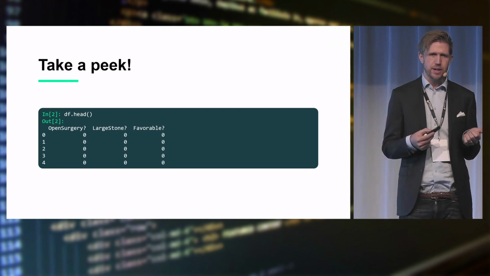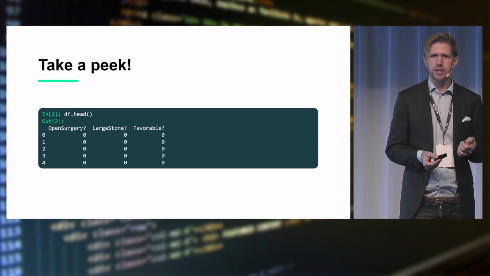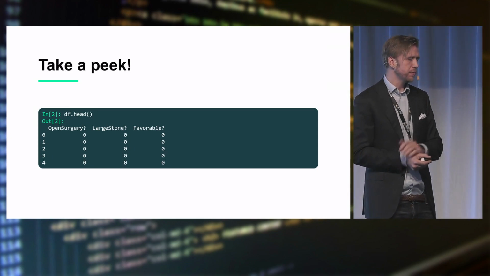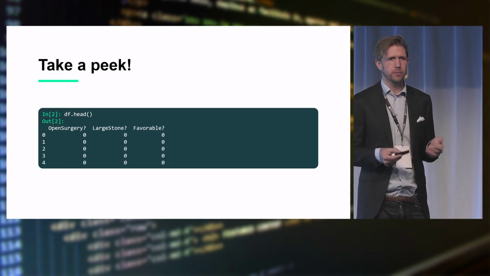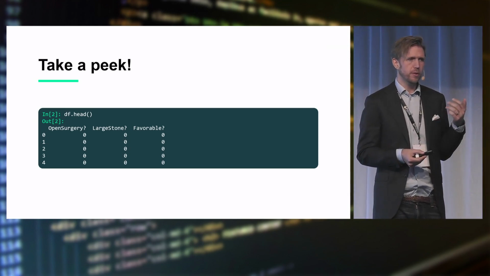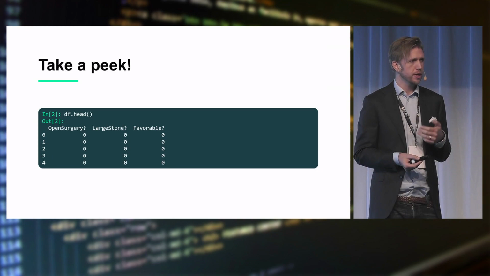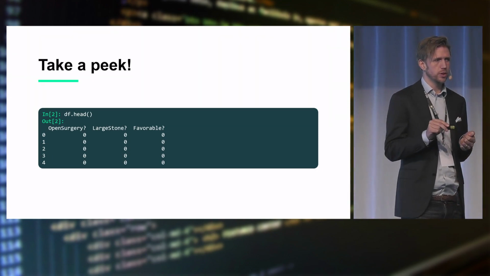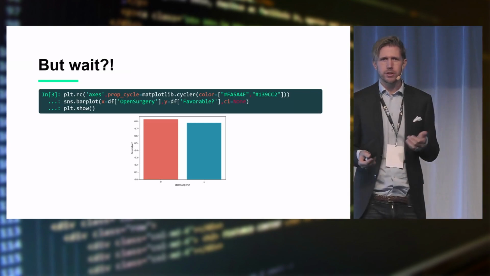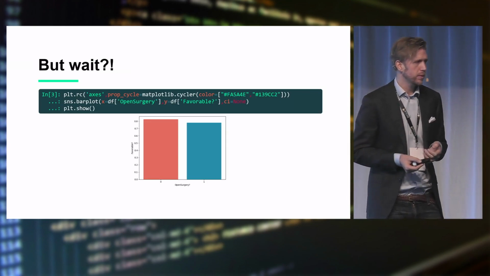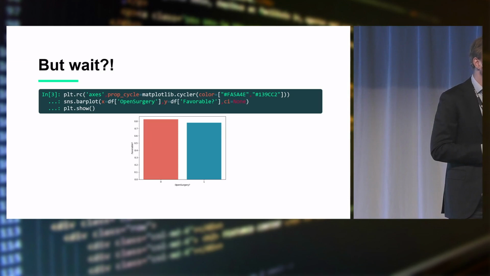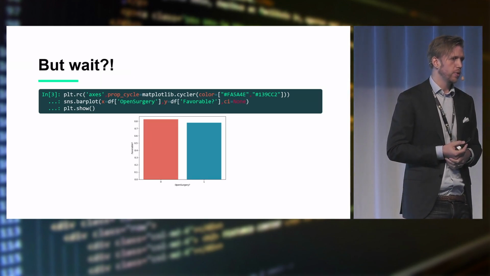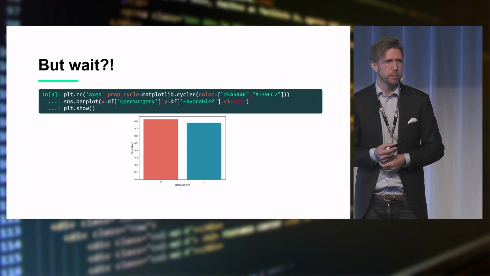Every variable is 0 or 1, so they are binary, so I don't have to think about the feature engineering part of this. But for every patient, there's a 0 or 1 whether or not they got the open surgery, if there was a favorable outcome of the surgery, and also whether the kidney stones were large or not. And just looking at the average over the whole data sample, the blue bar is the average outcome for those with open surgery, and the reddish one is the minimally invasive.